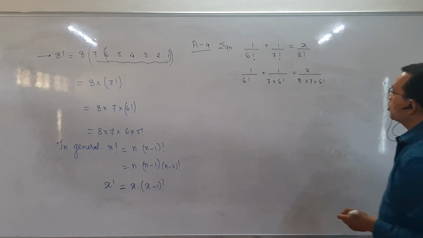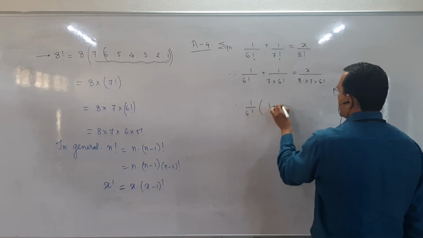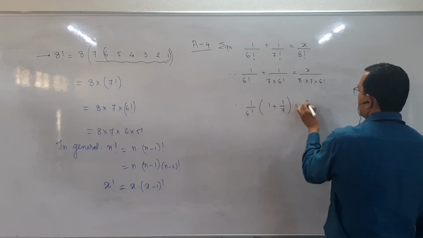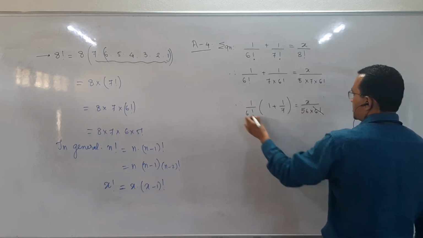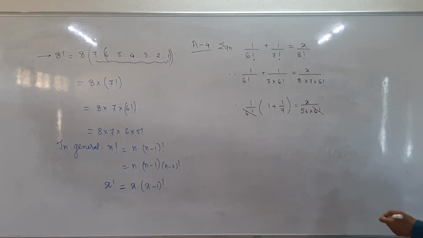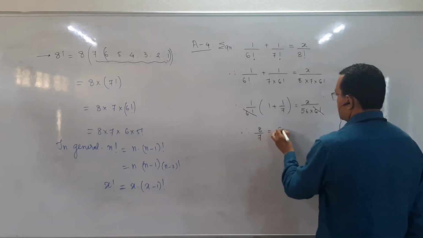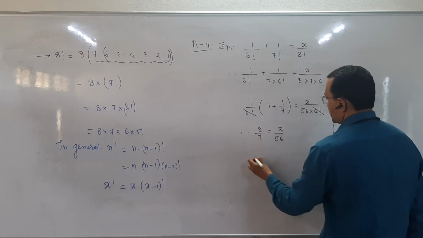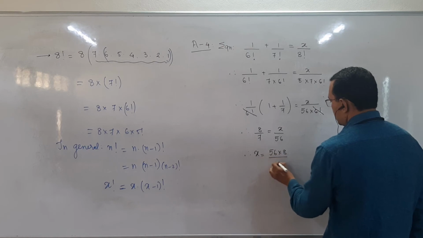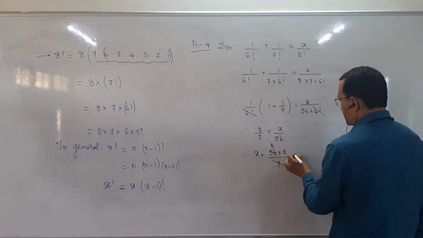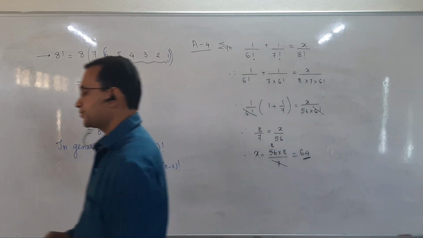Now, take 6 factorial common from both the sides and we get it cancelled. So, 1 plus 1 by 7 is equal to x by 56 into 6 factorial. 6 factorial and 6 factorial get cancelled. 1 plus 1 by 7 is 8 by 7, which is equal to x by 56. So, x is equal to 56 into 8 by 7. 7 ones are 7, 7 eights are 56. So, this answer is 64.